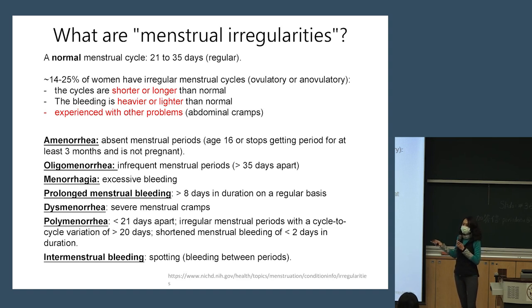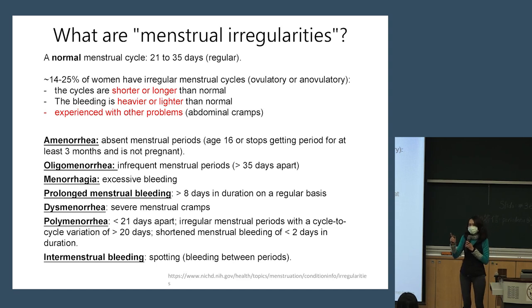And you give the test and you're not pregnant. So what's going on, right? So that's absent of period. Oligomenorrhea. It's very infrequent. Usually one cycle to the next cycle is longer than 35 days.